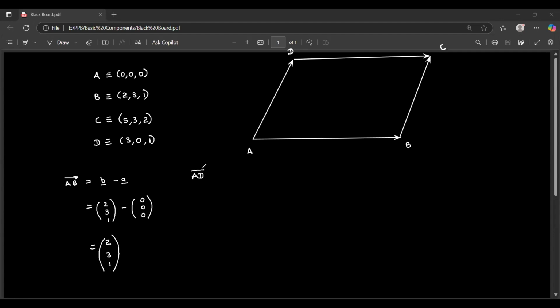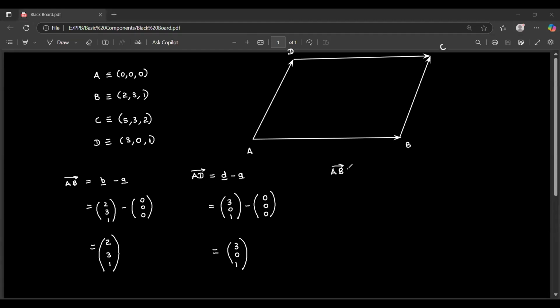So AD can be given as B minus A. So D will be equal to (3, 0, 1) and A is equal to (0, 0, 0). So we have (3, 0, 1) for AD. Okay. Now we have to find the cross product of AB and AD.